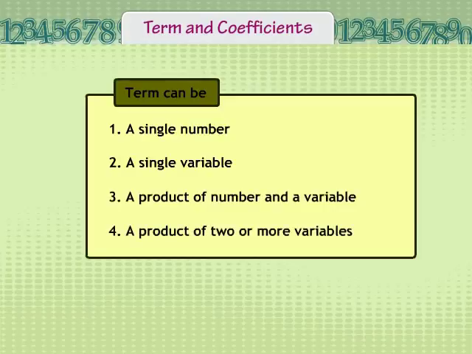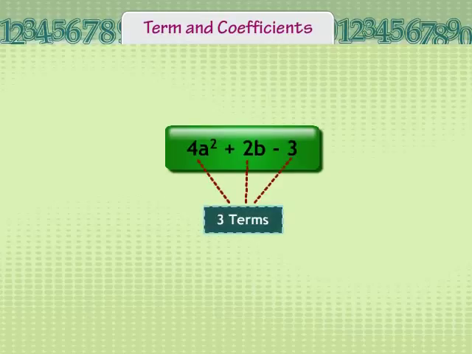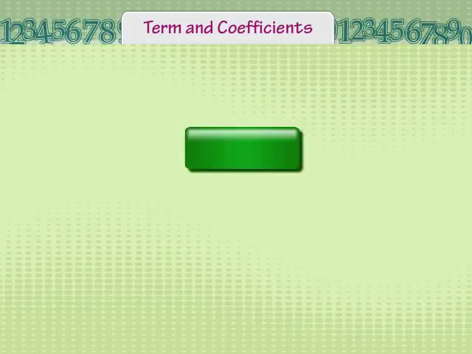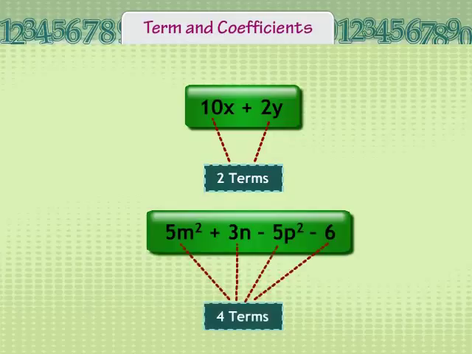Terms are separated by plus or minus signs. An example is shown for more clarity. In this expression of 4a square plus 2b minus 3, we can say that there are three terms, that is 4a square, 2b and minus 3. In 10x plus 2y, there are two terms. In 5m square plus 3n minus 5p square minus 6, there are four terms as shown.